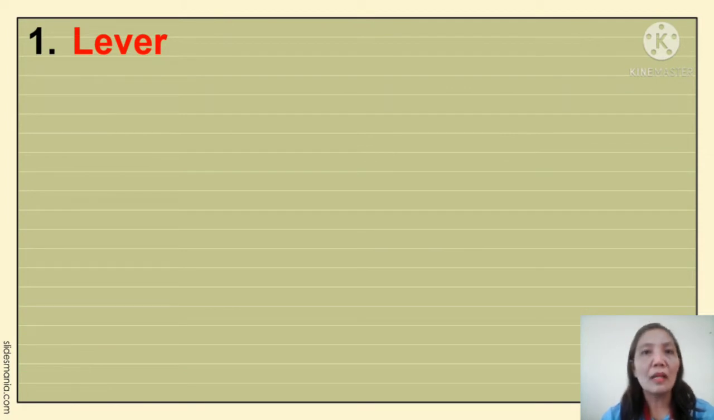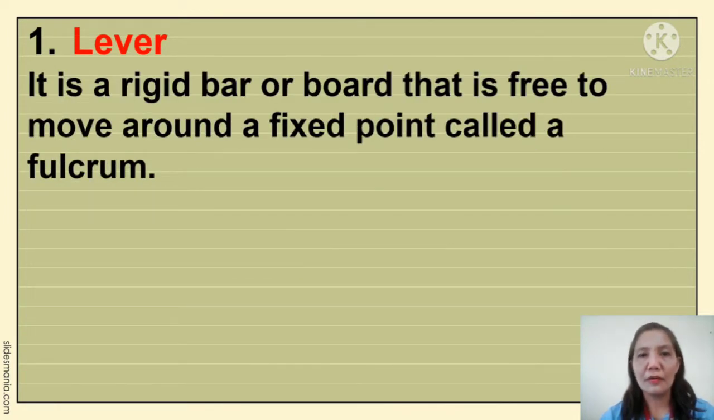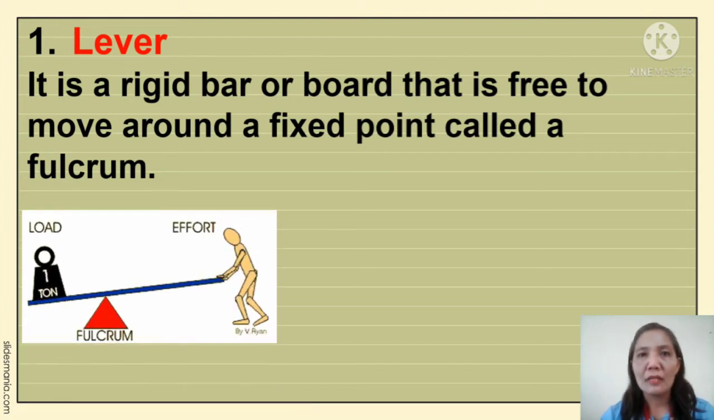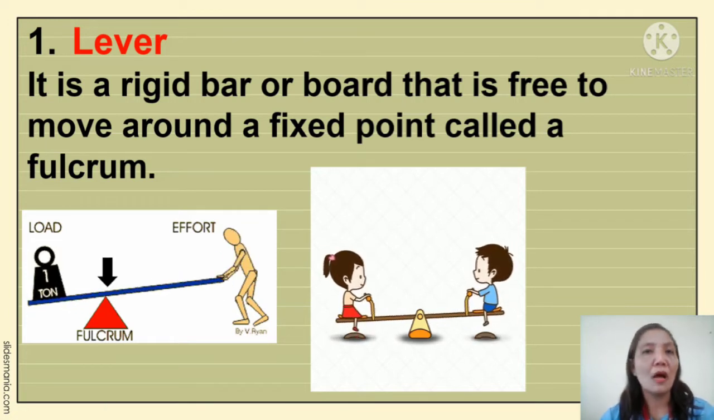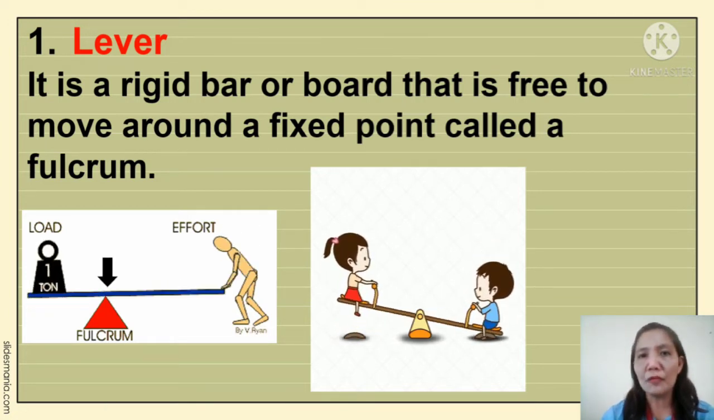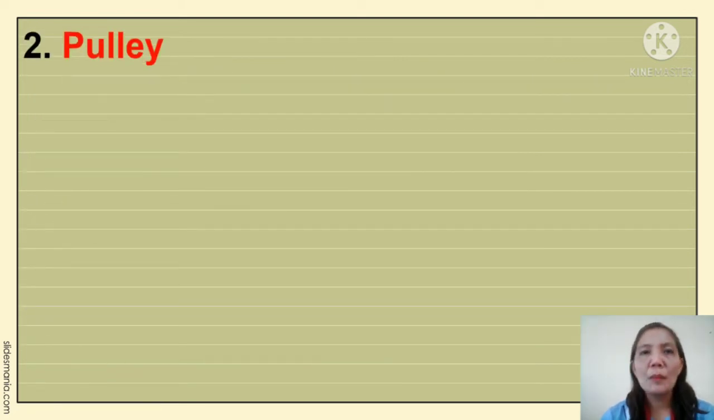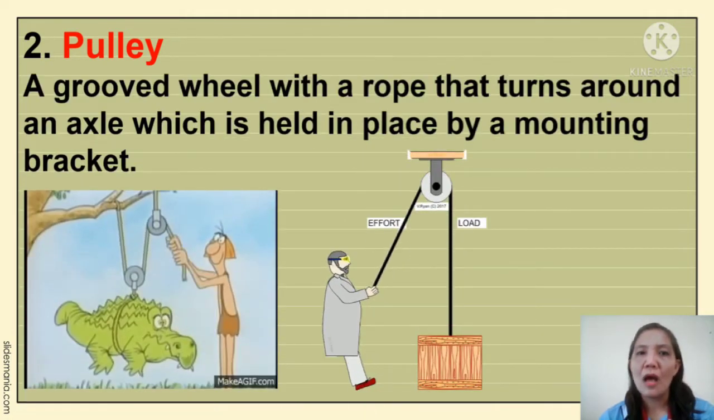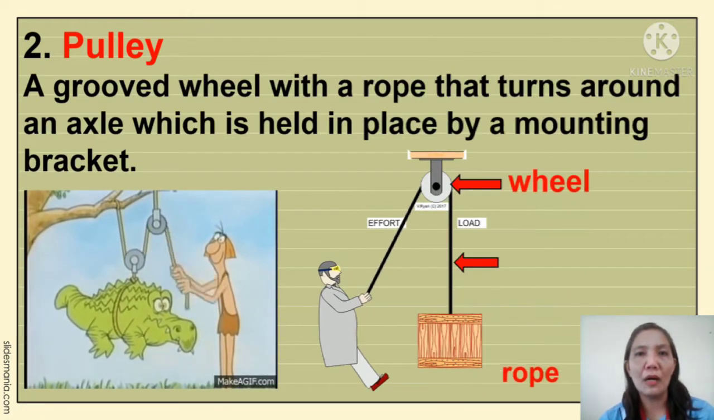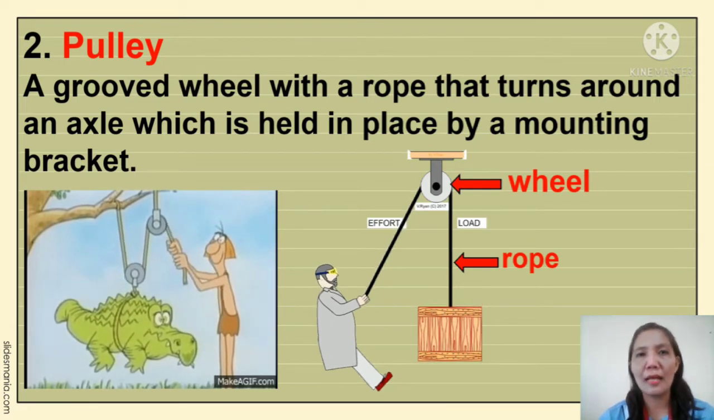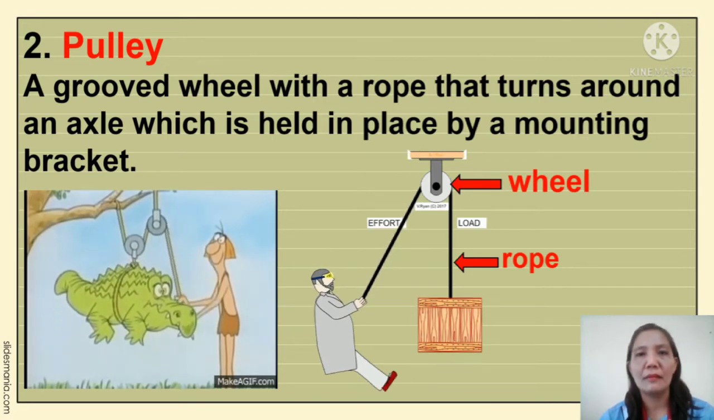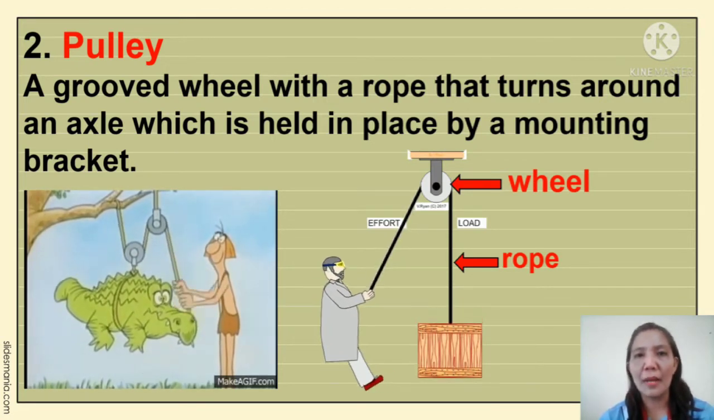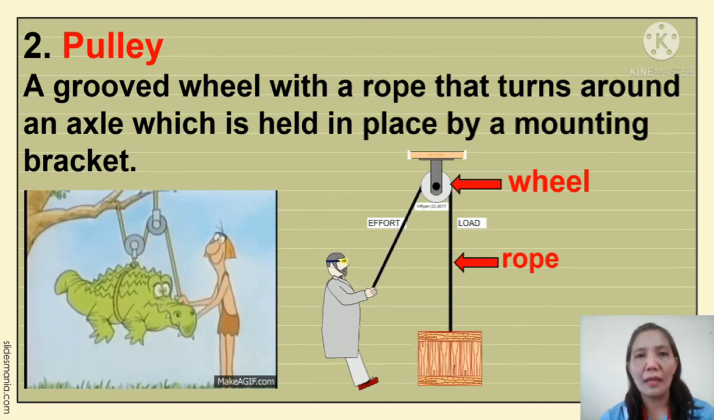Number 1. Lever. It is a rigid bar or board that is free to move around a fixed point called a fulcrum. An example of this is a seesaw. Number 2, pulley. A grooved wheel with a rope that turns around an axle which is held in place by a mounting bracket. An example of this is a man pulling a barrel and a crocodile.